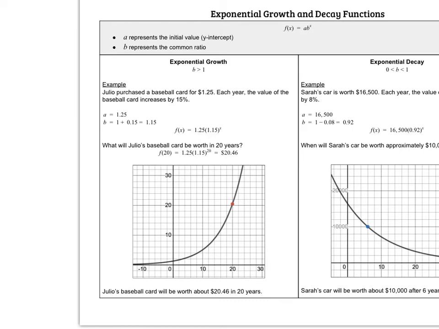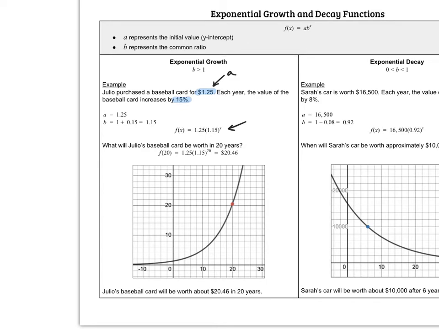Julio purchased a baseball card for $1.25. Each year, the value of the baseball card increases by 15%. All right, so our initial value here, what we started with, is $1.25. So that's a. And then we're increasing by 15%. So our common ratio is going to be 1 plus 15%, 1 plus 15 hundredths. That's 1.15. So we could write the function f of x equals 1.25 times 1.15 to the power of x.